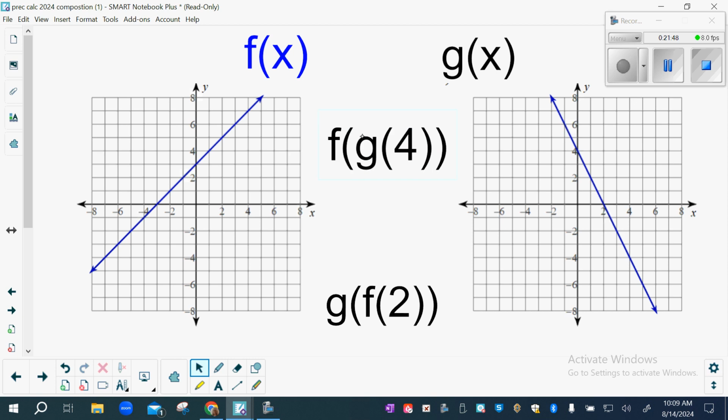Can you try that one? Be careful. Start at G, not at F, right? So go 4 into G, get your range, and then use it as your domain. See, it all makes sense. Okay, you're trying that, you're talking to each other, getting an answer.